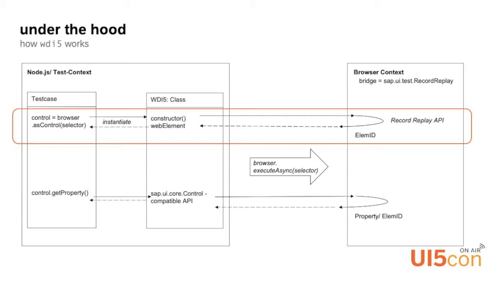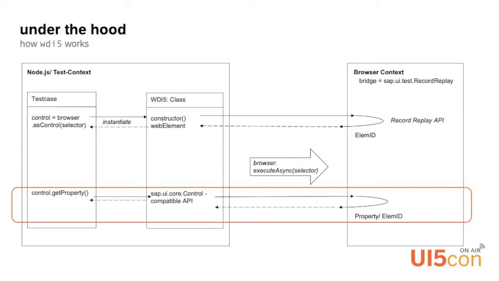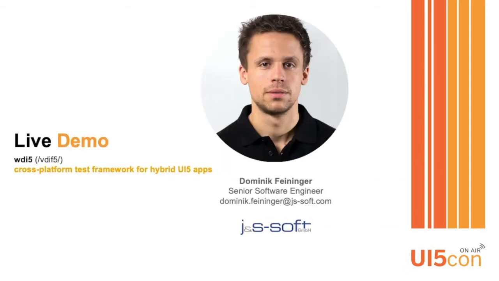the class of wdi5, goes into the browser where this function of wdio calls the record replay API to return an element ID, which then can be reused in a second step, where you can call the UI5 control compatible API, for example getProperty, on the instance of the wdi5 object to return the property value, for example like getText, getAggregation, to your test case, and then run some assertions on it.